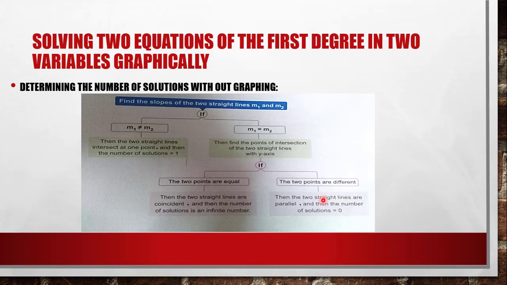The simplest way to know if the two straight lines are parallel or coincident is to determine the point of intersection with the y-axis. It means x equals 0. So I'll put x equals 0 in the first equation and get y. I'll put x equals 0 in the second equation and get y. If they are the same, it means that the two straight lines are coincident. If they are different, it means the two straight lines are parallel. If the two straight lines are coincident, it means that we have an infinite number of solutions. If the two straight lines are parallel, it means we don't have any solution. So the solution set here is the empty set.